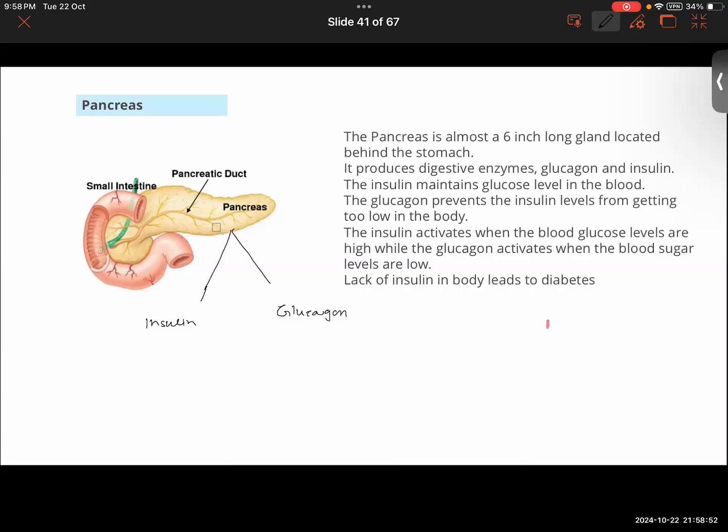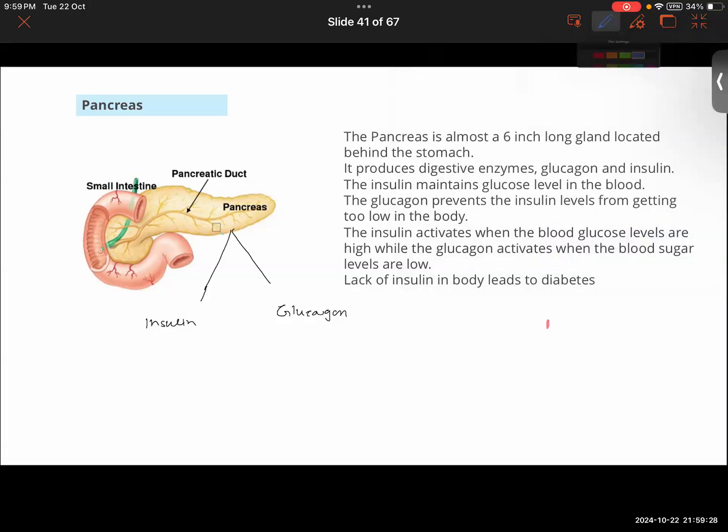But the question is, how will the glucagon increase the blood sugar level? It will do so by signaling the liver to release the sugar that it has stored in it. You know that the liver stores sugar. Getting everyone? The liver can store sugar in it. So glucagon will be stimulating the liver to release the stored sugar back into the blood, so that the blood sugar level can be brought to normal.